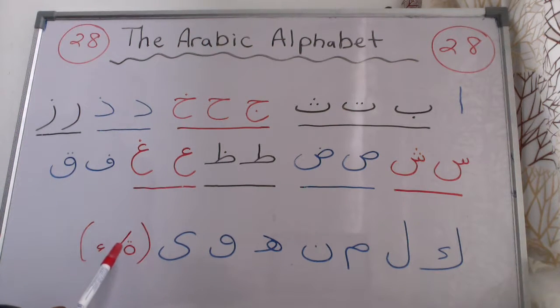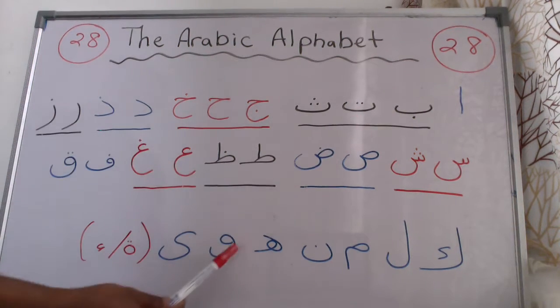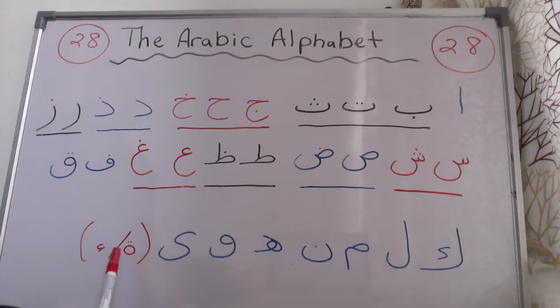Okay, so that's the reason why some books would say 29 letters, because this is actually a letter that we do write in many words. But it's actually the letter ta and the letter ha, depending on if you stop or if you continue reading the word after it.